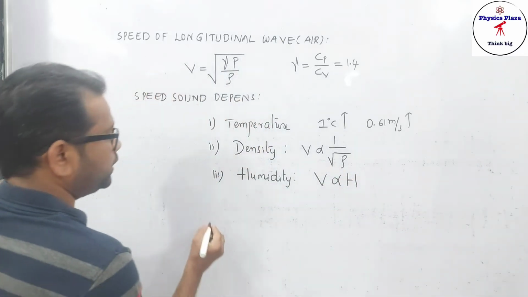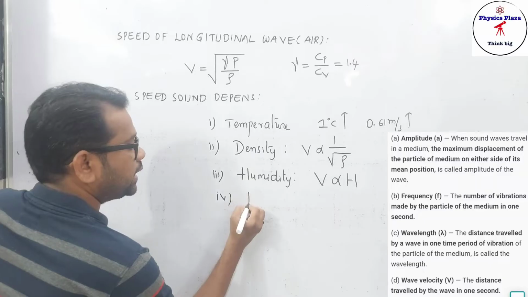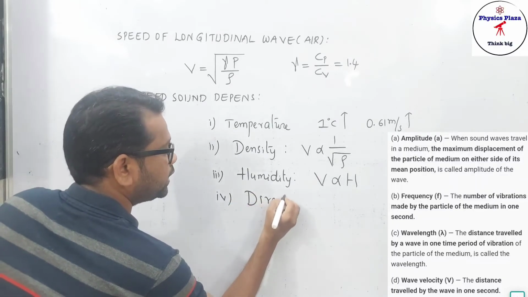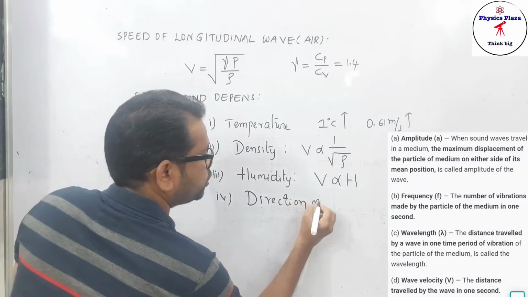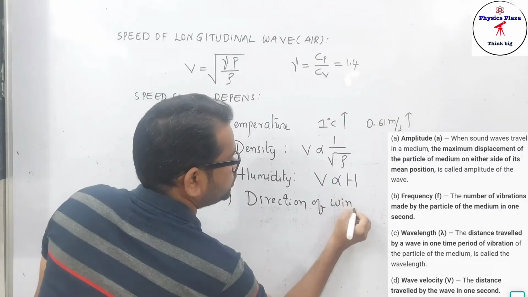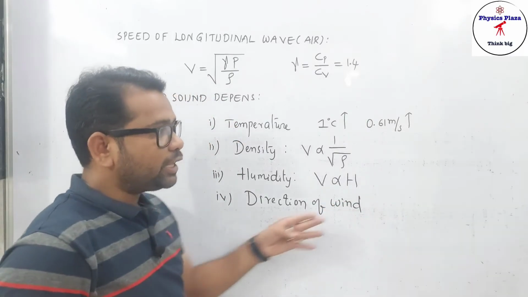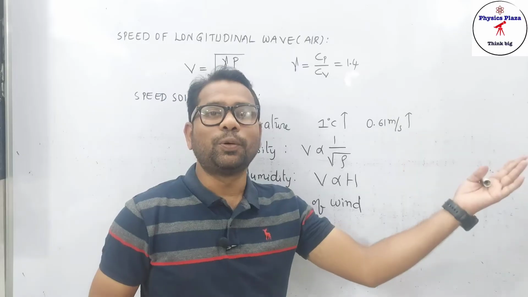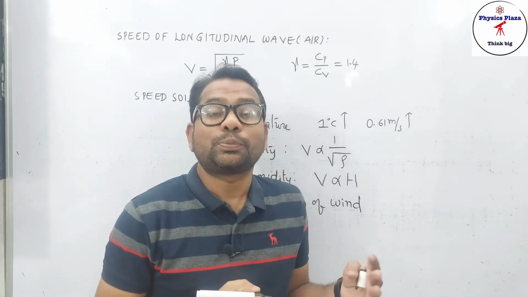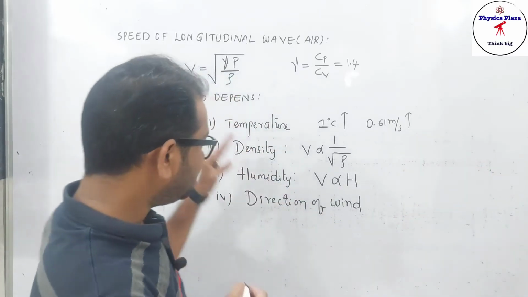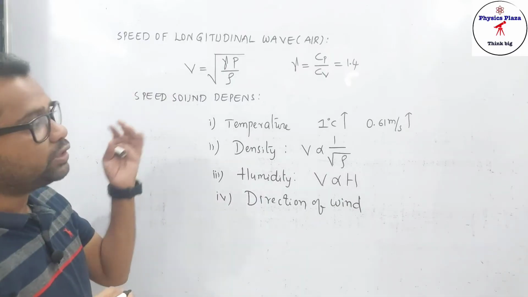Okay, fine. Now the fourth one is the direction of wind. In the direction of the wind, the speed will be more. In the opposite direction of the wind, the speed will be less. So these are the important factors on which the speed of sound depends.